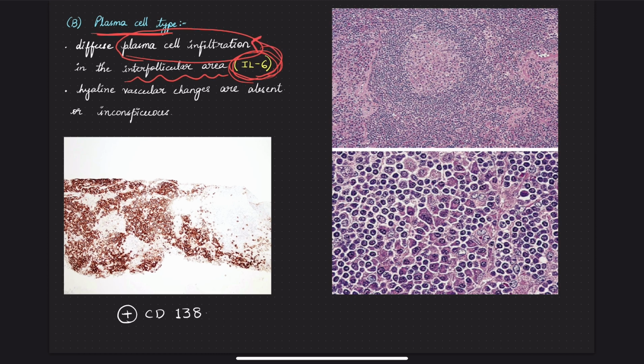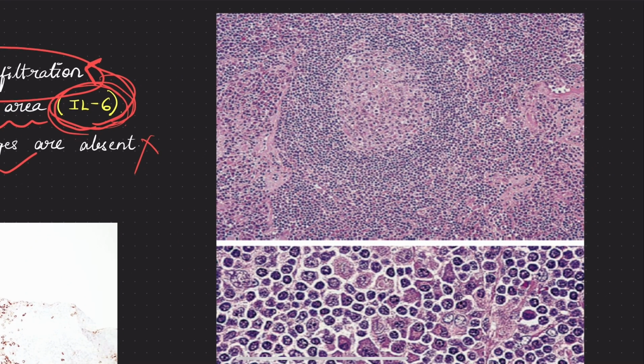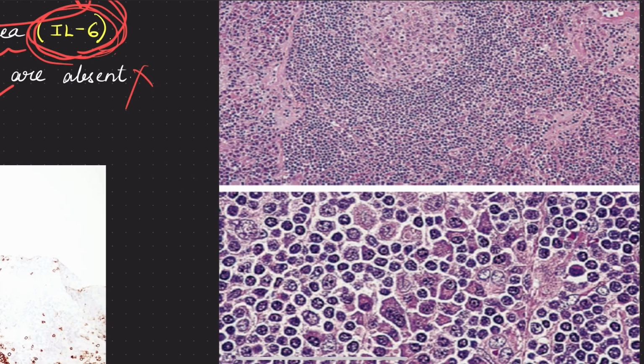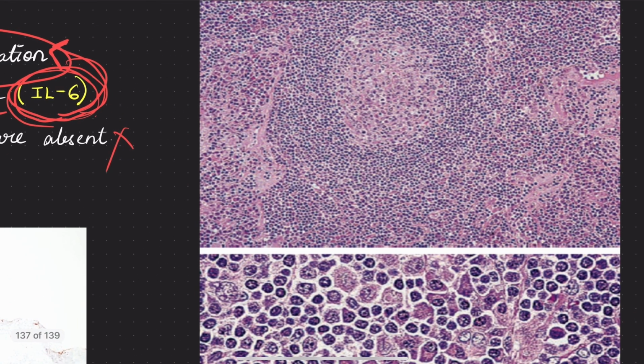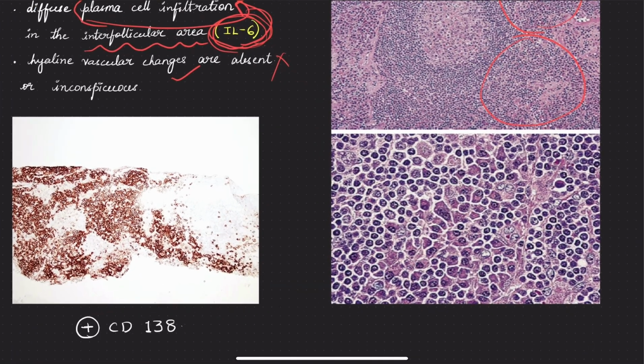The hyaline vascular changes are absent, that is, the germinal centers becoming atretic, hyalinized blood vessels, the lollipop follicle. These features are absent in the plasma cell variant, or they can be very inconspicuous. So, this is the microscopic image showing you this diffuse plasma cell infiltration in the interfollicular area. The interfollicular area shows a diffuse plasma cell infiltration.